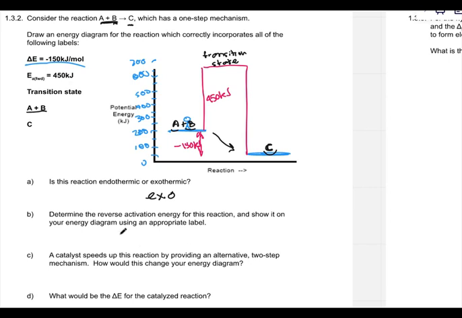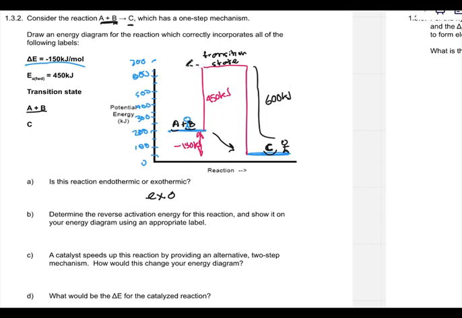Determine the reverse activation energy. That would be, pretend you're down here on the right side, and you want to go home. You want to climb back over this bump and then slide down this side to get home. You're starting at 50 kilojoules, we said, and you're climbing up to the top, which is at 650 kilojoules. So overall, the climb should be plus 600.